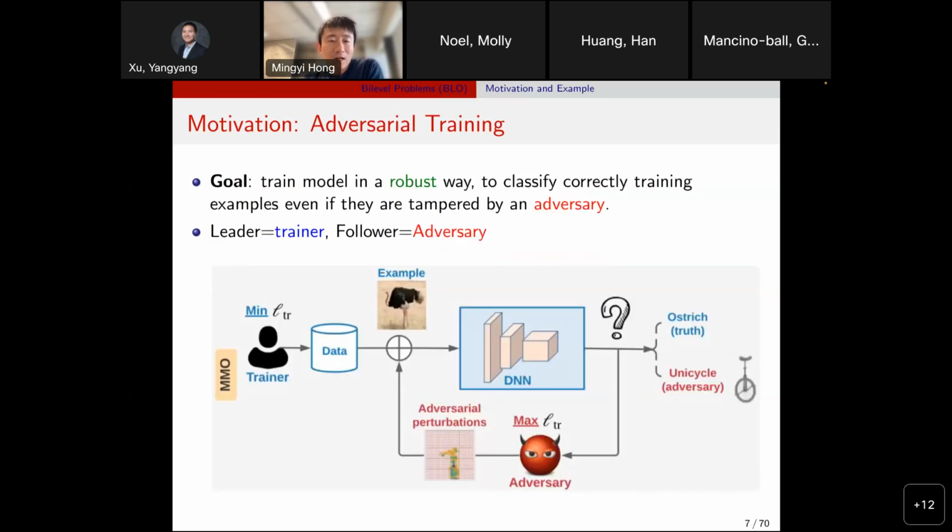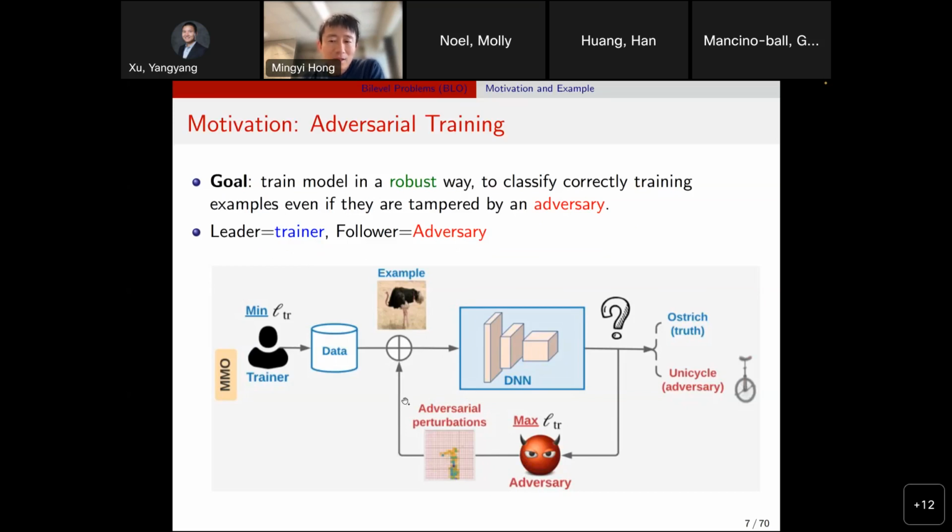Okay. Another application is the so-called adversarial learning. So the goal here is to train a model in a robust way to classify the training samples correctly, even if there's an adversary trying to tamper with it. Here the leader is the trainer because this is my main objective. I want to train a model well, and the follower is the adversary, someone who tries to act based on your current decision.